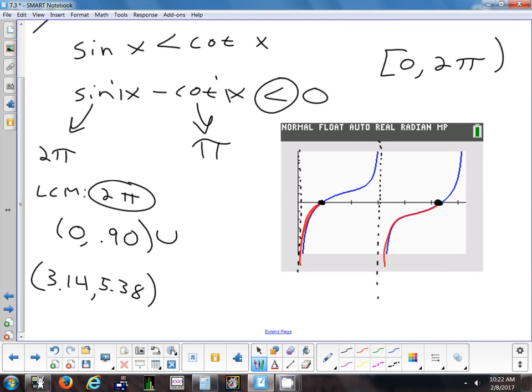5.38. Did you get that just by looking at it with your eye, without using a calculator? Yeah, I use a ruler. That's pretty good. Any questions on that?